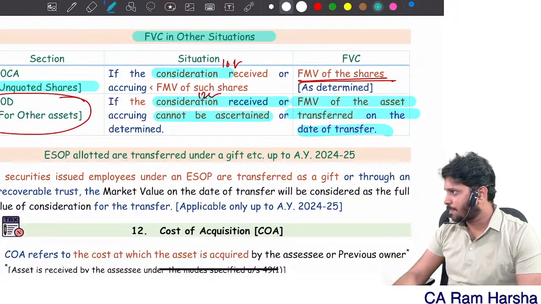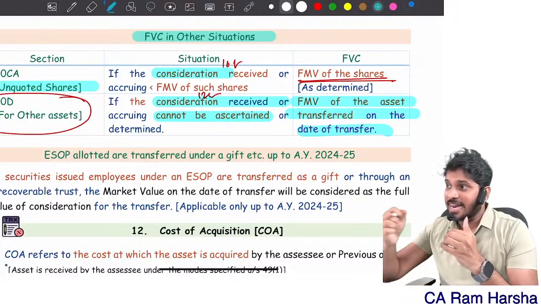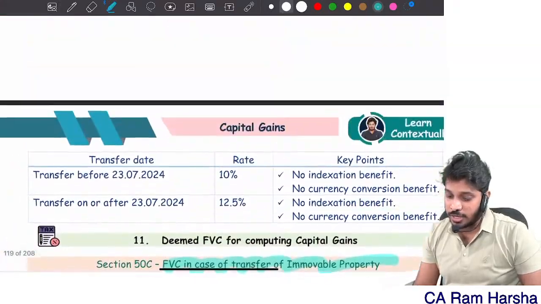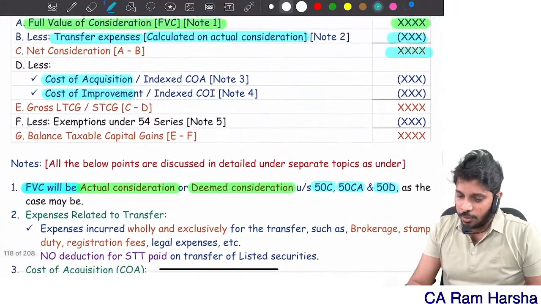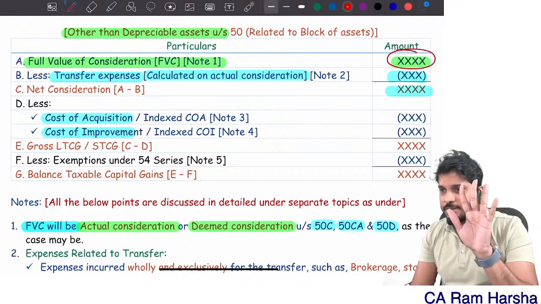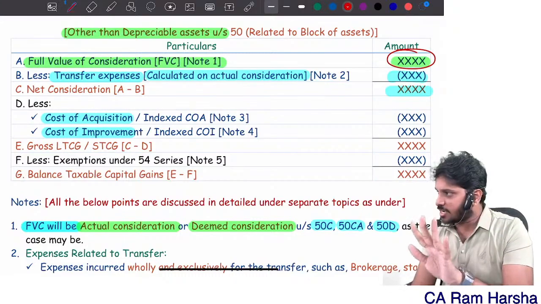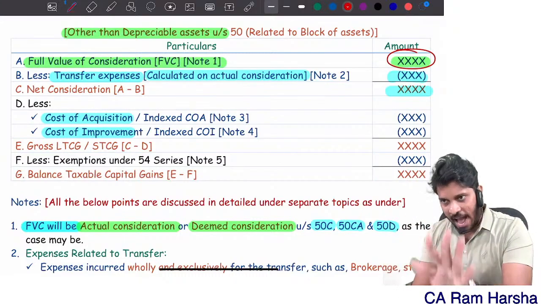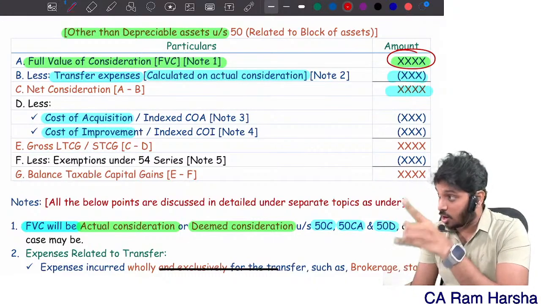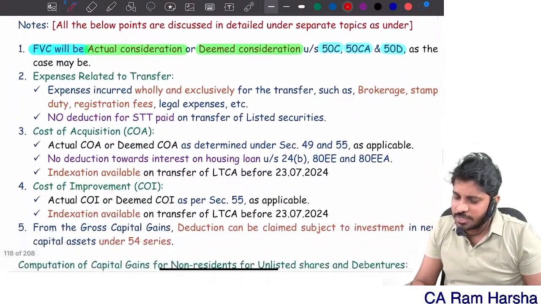Clear, all of you? Once full value of consideration is computed, minus transfer expenses, you get net consideration. Then from that you reduce the cost of acquisition. Now we understood how to compute full value. Land and building: if stamp duty value is more than 110% of actual, take stamp duty value; otherwise actual. Unquoted shares: if market value is more than consideration, then market value. Any other assets: the actual consideration given in the question. If actual consideration is not determinable, the market value of the asset transferred. Minus transfer expenses.